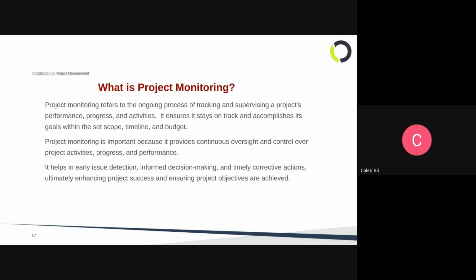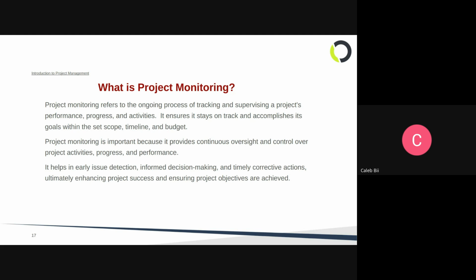So when you talk about early issue detection, remember, when working on a project, high chances are that you're going to encounter issues. In most projects, actually, most people encounter issues. So when you talk about early detection of issues, it is better to detect an issue early enough so that you can find ways to mitigate it, or find ways to do away with the issues. So it is really important to ensure that you're detecting issues at an early stage. That is why project monitoring is really important.